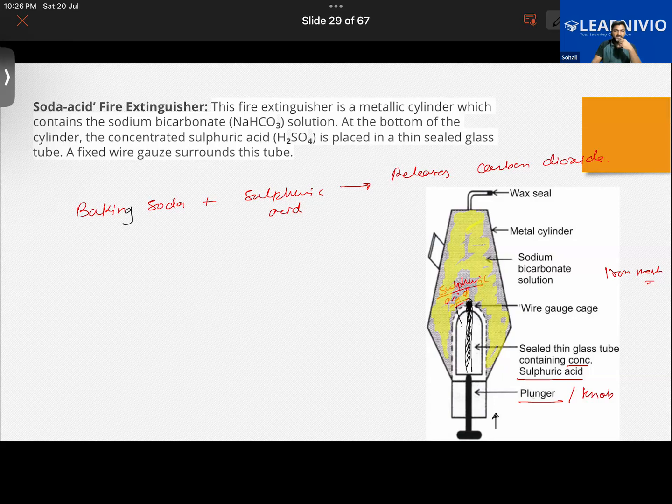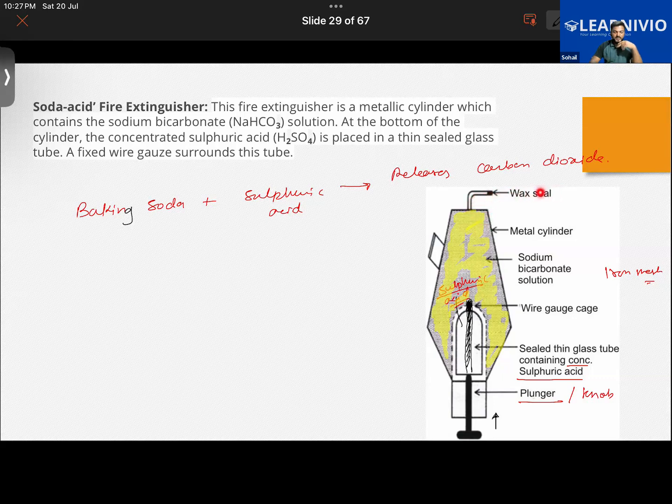So carbon dioxide in a soda acid fire extinguisher is produced due to reaction of which two chemicals? The carbon dioxide produced here is formed due to reaction of which two chemicals? Sulfuric acid and sodium bicarbonate. Very good.